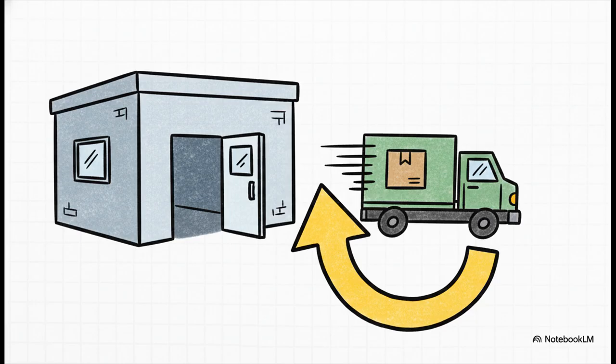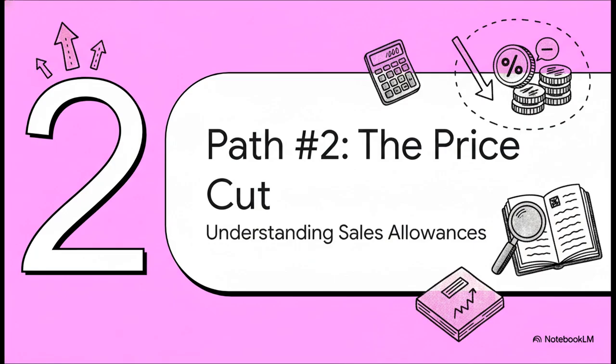They have to deal with it, restock it, try to fix it, or maybe just count it as a total loss. But what if there's another way? This brings us to path number 2, which is basically a price cut. And this introduces us to a really interesting concept called a sales allowance.